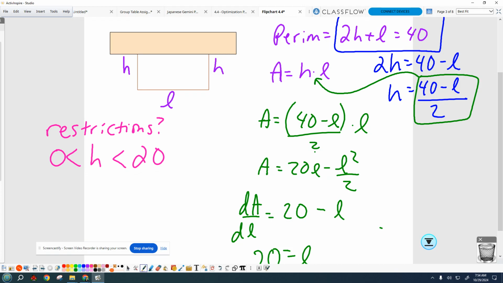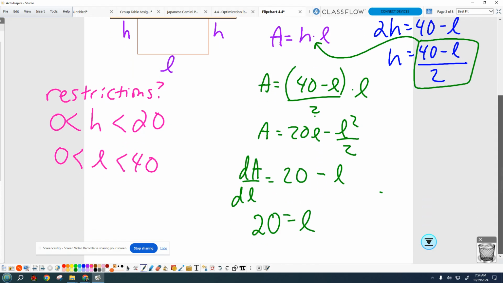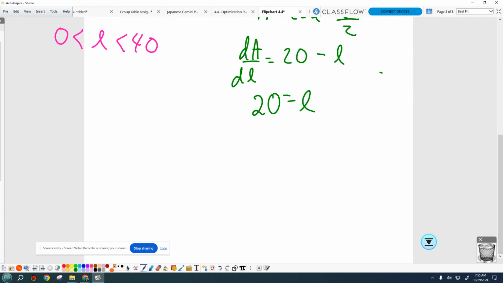And if it's for your dog to run around in, it's a long, skinny, flat, not useful thing. And then restrictions on L, if we staple the fence to the wall of the barn, it's not very helpful either. But that would be 0 to 40. These are the restrictions. So, all right, Adrian says our one and only critical point is 20.